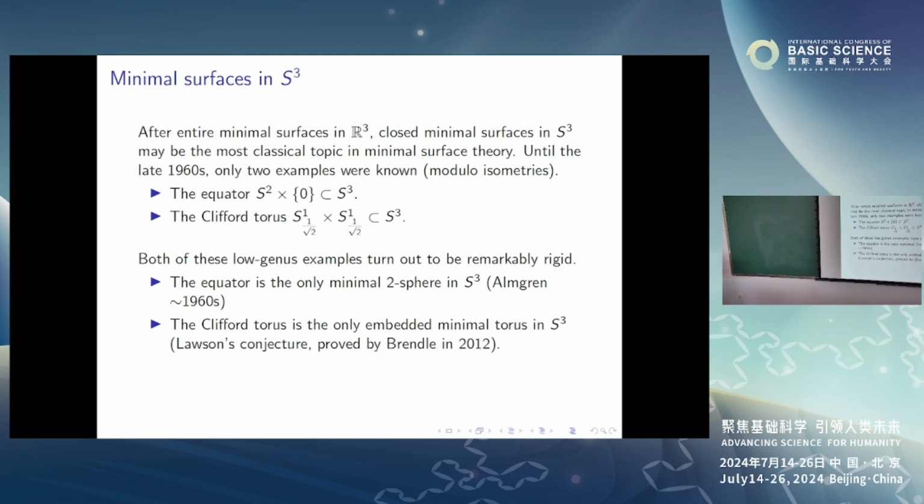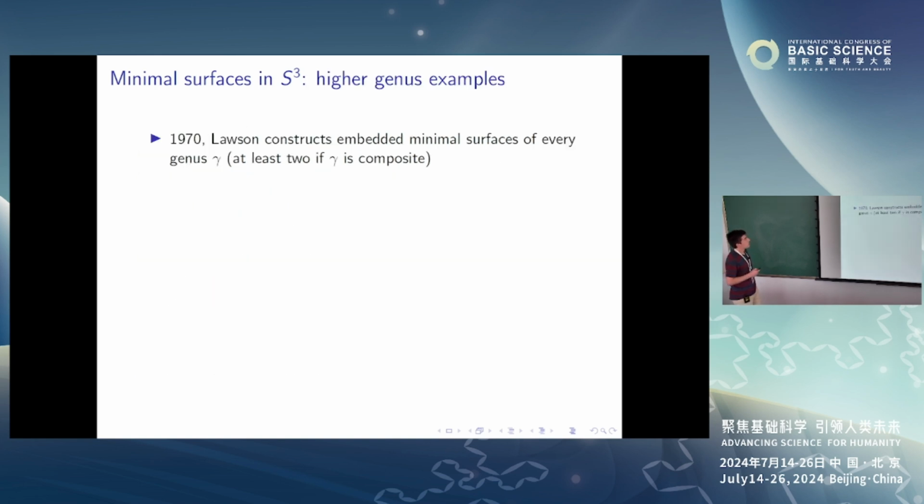All right? And again, until the 60s, these are the only ones known. You can ask what happens when we go to the higher genus setting. Okay? So in the late 60s and 1970, Lawson was able to construct embedded minimal surfaces of every genus, and in fact at least 2 if that genus is composite.